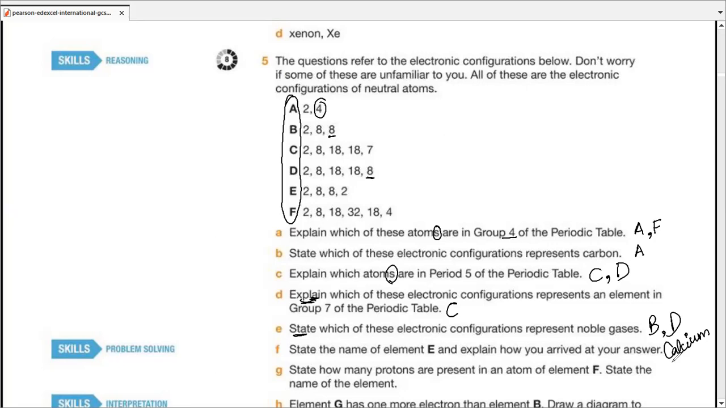How many numbers are there in total? The first number is 2, the second number is 8. In that way, how many numbers are there? 6. So the period number is 6. So try finding which element lies exactly under the position of period 6 in group 4. Can you locate the element?